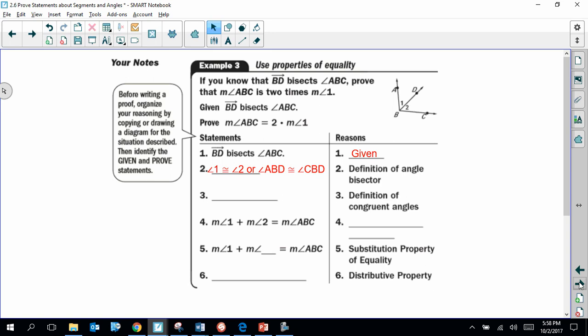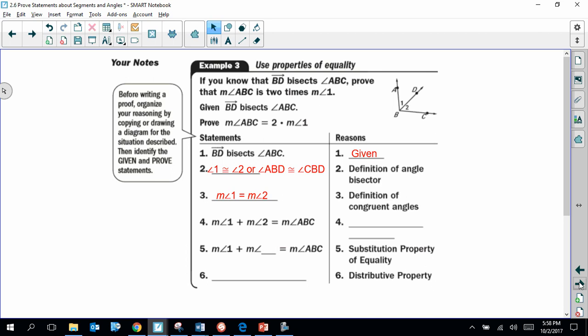So here, looking at step 3, again, we need to show that angles are going to be equal to each other in some way. Well, if I bisect something, not only are the angles congruent to each other, but the angles must be equal to each other in measure. So angle 1 is equal to angle 2. Or you could have said ABD and CBD again, but I just didn't want to type them all out.